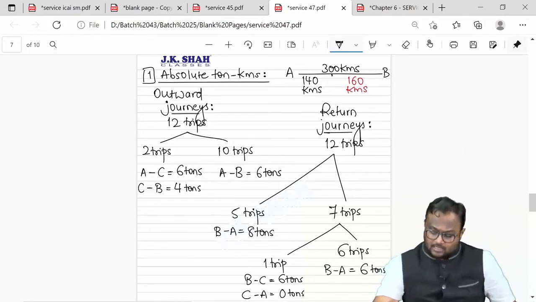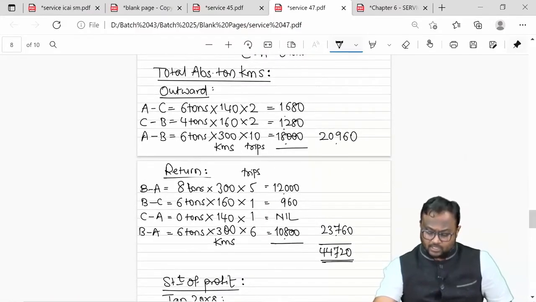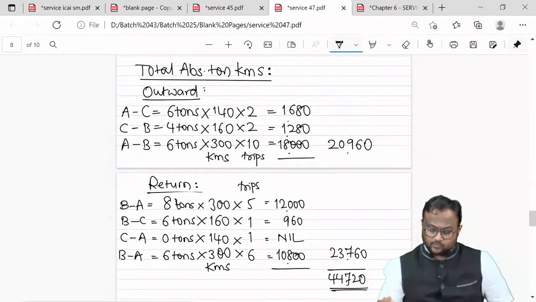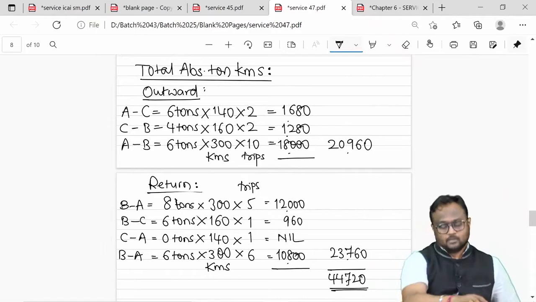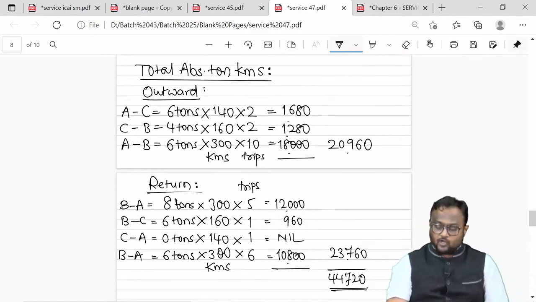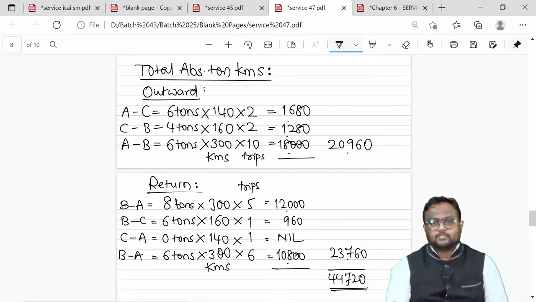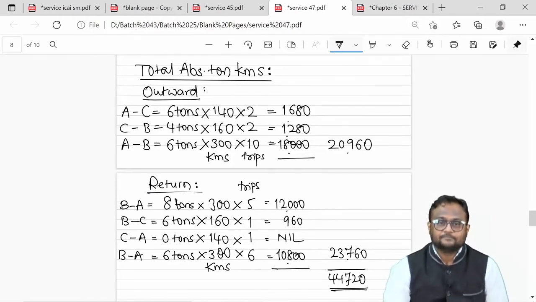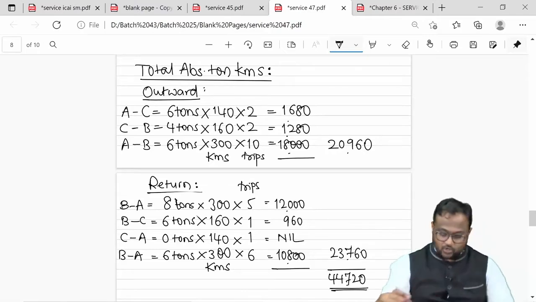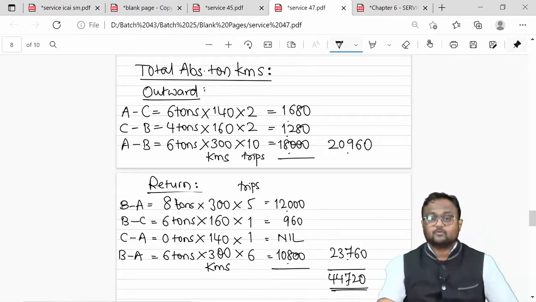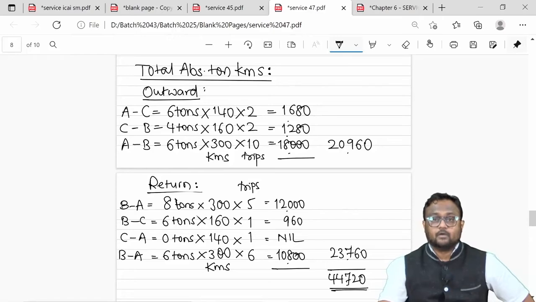Wonderful. And now the absolute ton kilometers calculation, you can copy this as well. This is now simple: tons into kilometers into trips. Finished. That is why that chart is important. Go through that chart, you will be able to understand everything now. So that was about your question number 2.